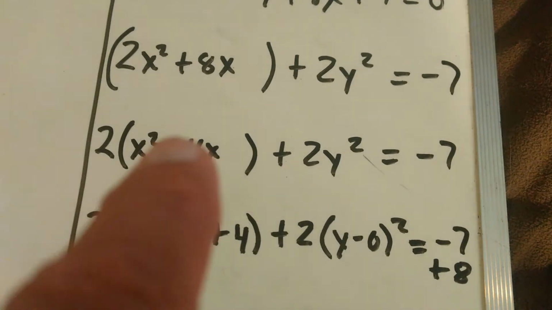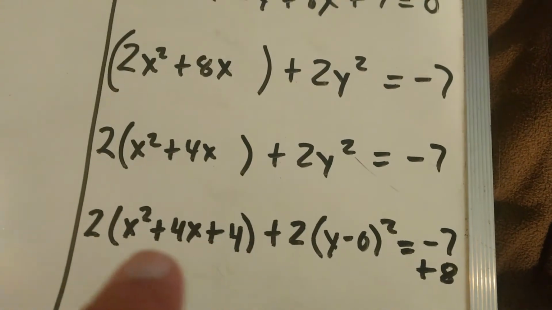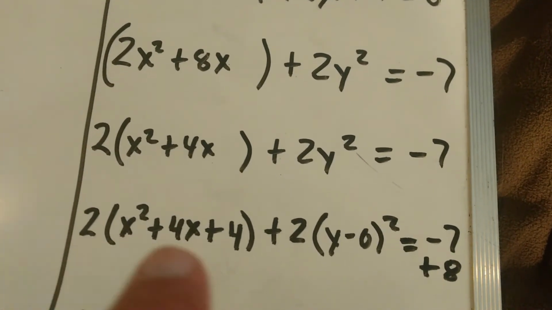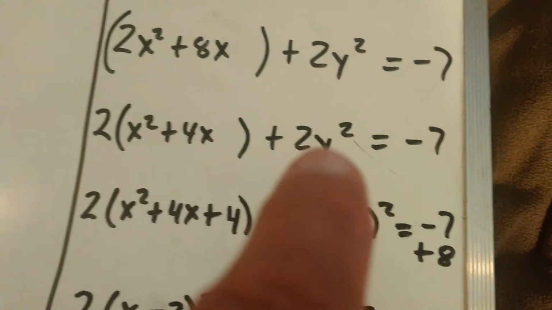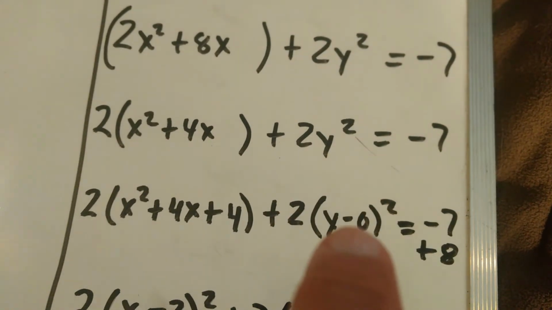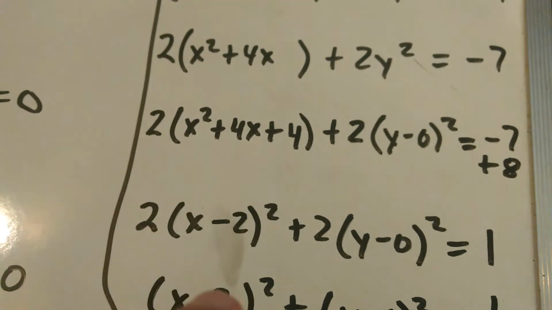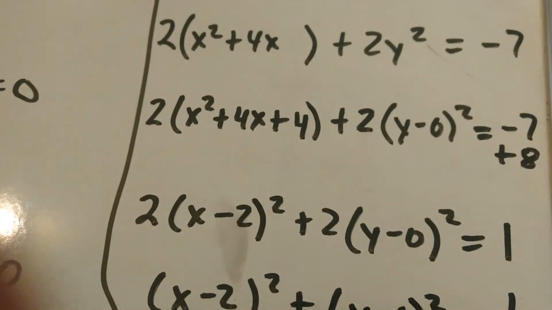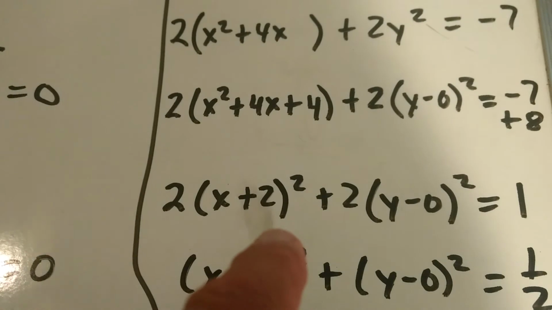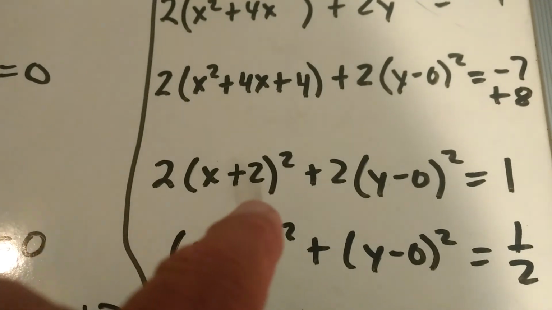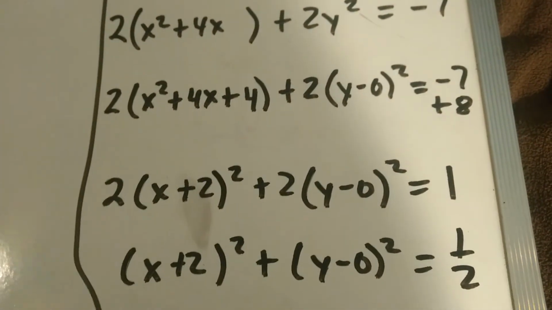Now we just follow our procedure. Take half the middle term, square it, we get plus 4. But here's the situation. Even though I'm adding 4 in parentheses, I've got this 2 outside, so I'm really adding 8 to this side, because 2 times 4 is 8, so I've got to add 8 here. Notice also, to remind myself, I changed this y to y minus 0. Take square root of first term, x, keep the middle sign. Take square root of the last one, 2. We've got 2 times x plus 2 squared, 2 times y minus 0 squared, equals 1, because negative 7 and 8 is 1.